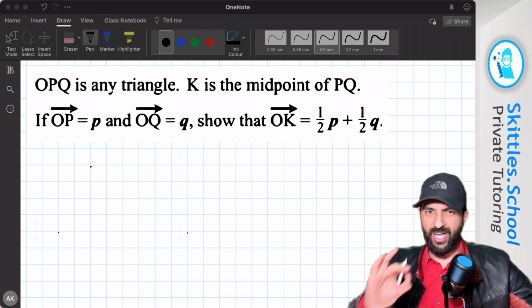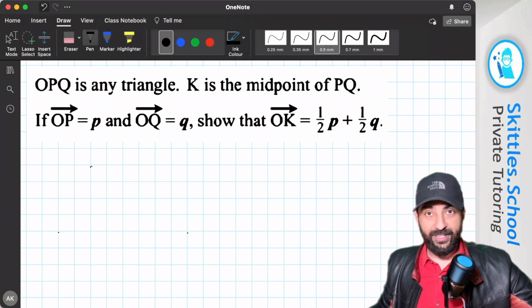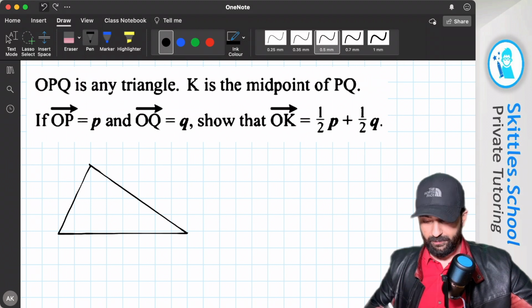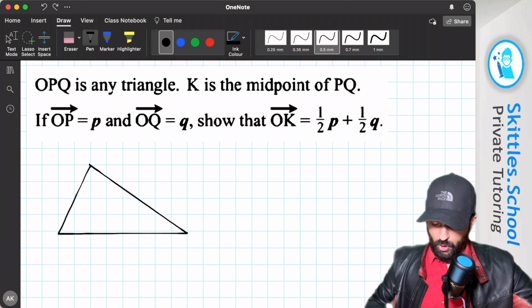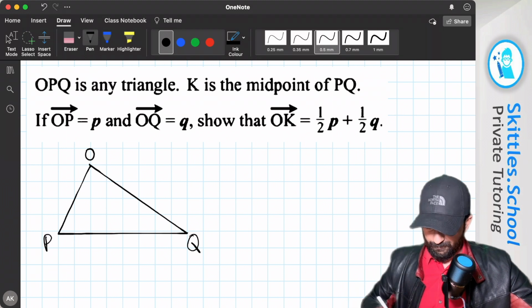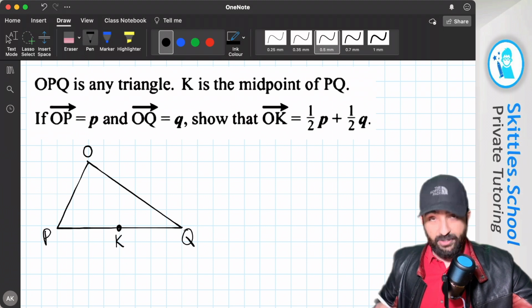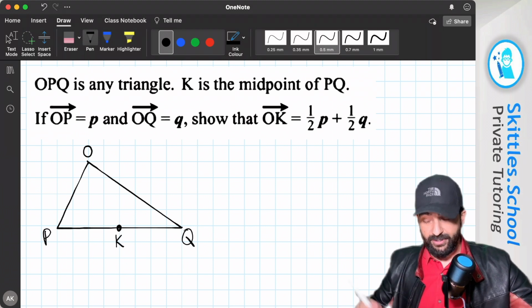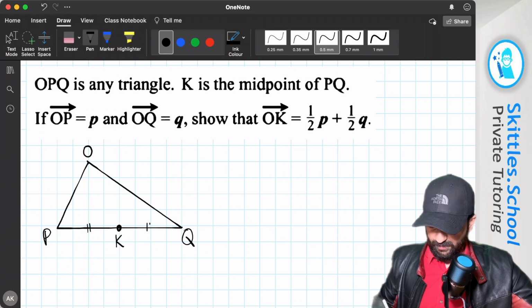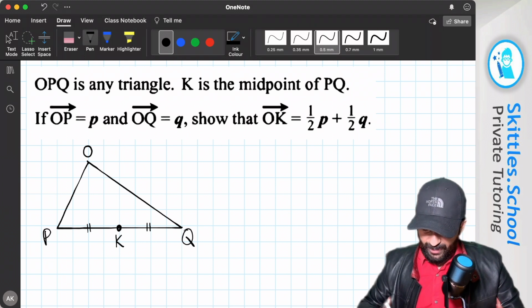Now, with these kind of questions, I always like to start by drawing a diagram. So OPQ is any triangle. So here's any triangle. And let's label it OPQ. And then it says K is the midpoint of P to Q. So K is going to be here, in the middle of P to Q. And because it's the midpoint, we know that both sides are the same. So this is the same as that. So K is kind of halfway. And now we're going to join up O to K, because that's the vector that we're trying to show.